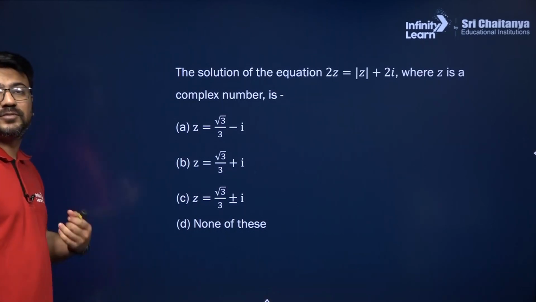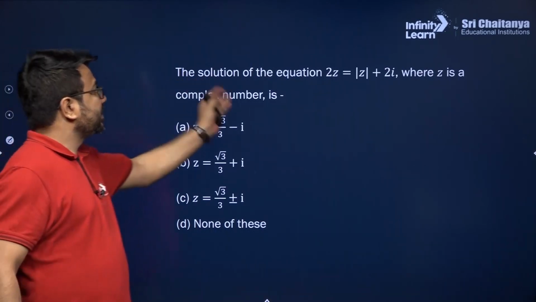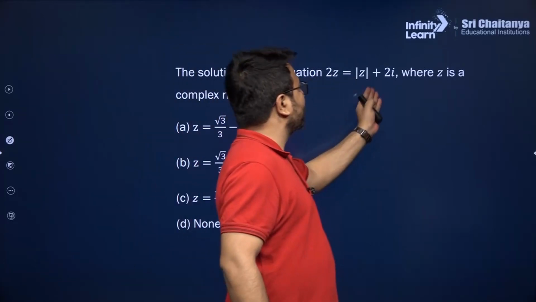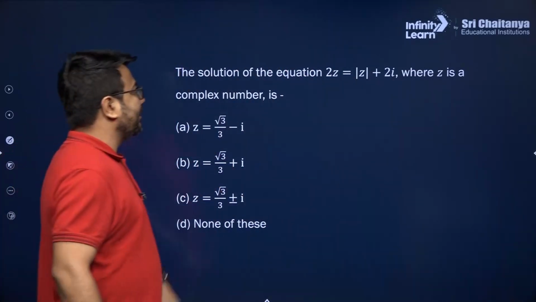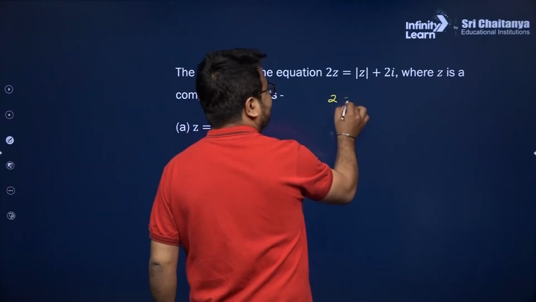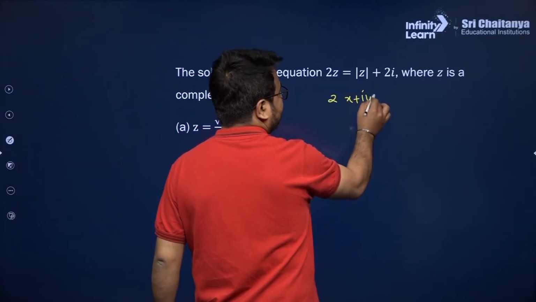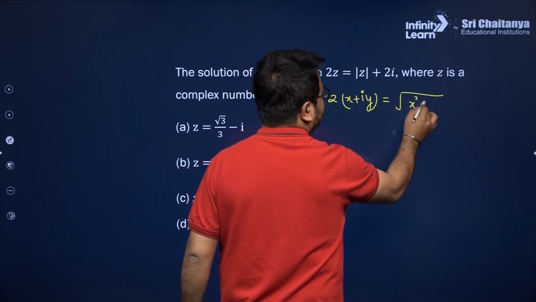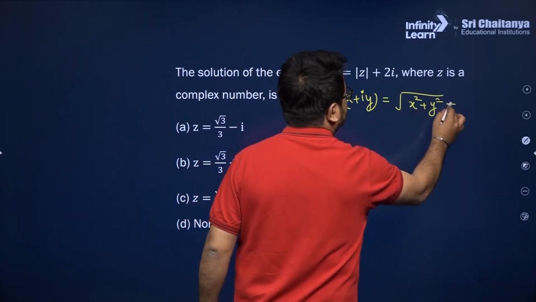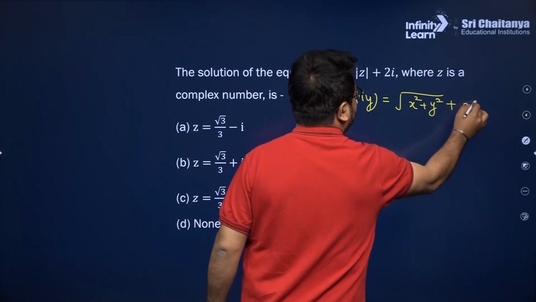There is another question from the chapter complex numbers. The solution of this equation 2z = |z| + 2i, where z is a complex number, is what? I want to get the solution of this. So I am writing the value of z as x + iy. Here we have |z|, which equals the square root of x² + y². And then in the right hand side we also have 2i with it.